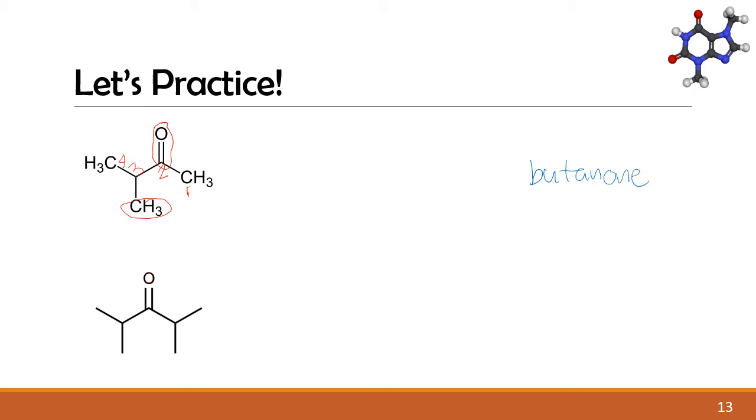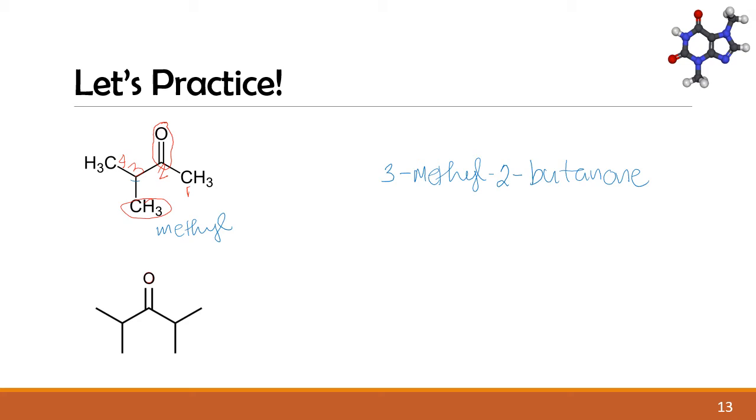The carbonyl group is in C2, so we include the number here. The substituent is a one-carbon compound called methyl. Methyl is attached to C3. So we write methyl and the number 3. So the name of this compound is 3-methyl-2-butanone.